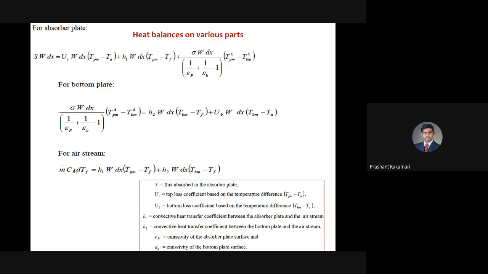So I hope there are no doubts in these equations. No, sir, no doubts. Okay.